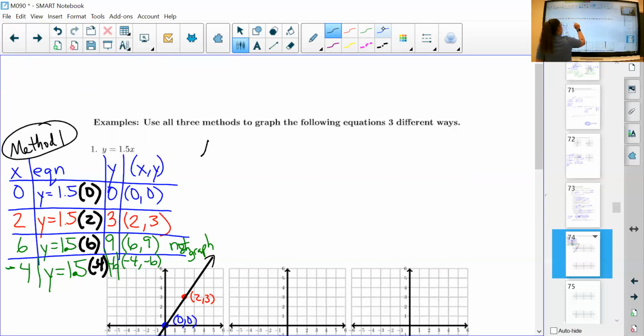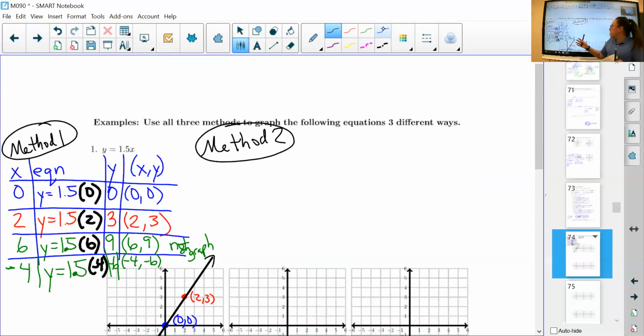Let's try method 2. Method 1 is, in my mind, the simplest, but also the most work. I would argue that it's the easiest one to understand. You're just picking out X and figuring out where Y is. But, you know, it takes up some space and so on. So an advantage of method 2 is we just start at the Y-intercept. So my Y-intercept is 0, B.